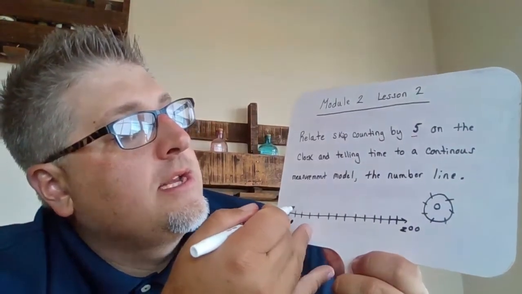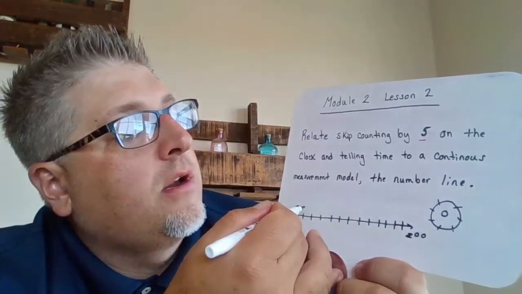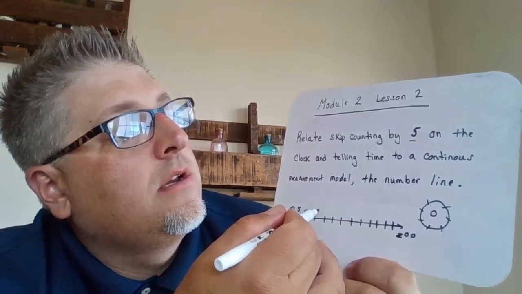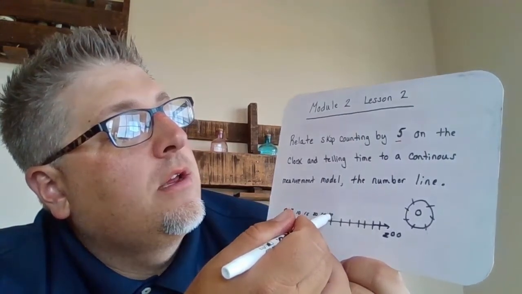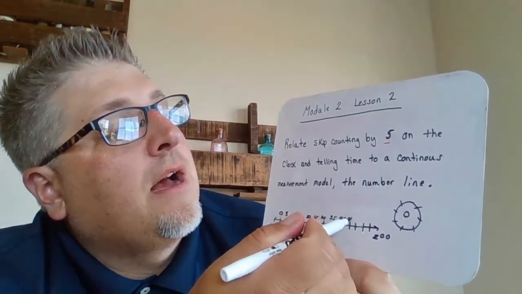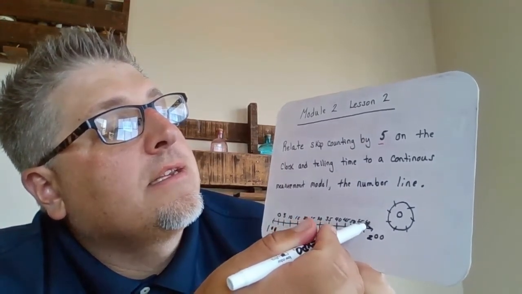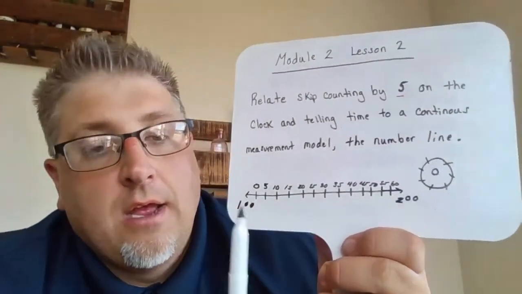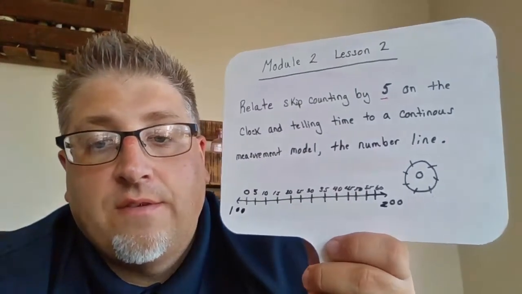So our first tick mark is going to be 0. We're counting by 5. So our second tick mark is going to be 5, and then 10, 15, 20, 25, 30, 35, 40, 45, 50, 55, and 60, okay? So you can see I just plotted from 1 o'clock to 2 o'clock every 5 minutes.